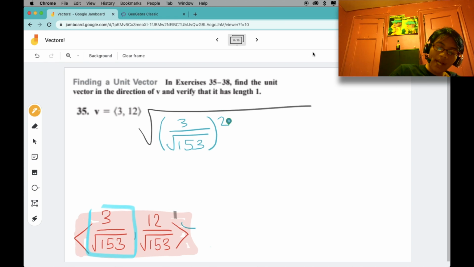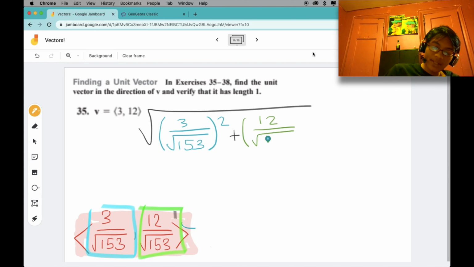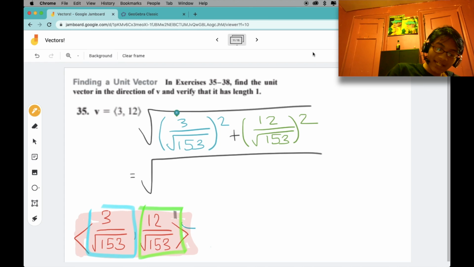So plus, what's my y component? That's my y component. Let's write that down: 12 over the square root of 153 whole squared. And let's check out what that's going to be. On the top, for the first one, what's 3 squared? 3 squared is 9. So 9 over the square root of 153 squared is just going to be 153. And what am I going to add to that? I'm going to have 12 squared, which is 144, divided by the square root of 153 squared, which is just 153.